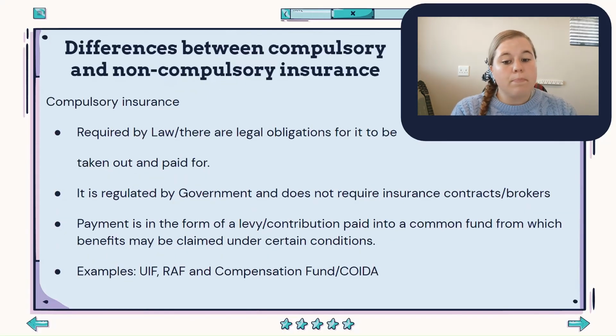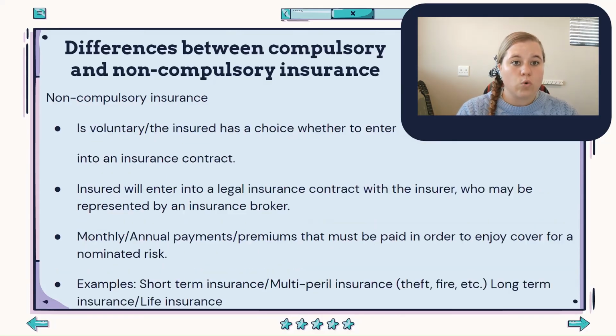Differences between compulsory and non-compulsory insurance. I know we discussed this a bit later. This is just a bit of extra information. So, compulsory insurance is required by law. There are legal obligations for it to be taken out and paid for. It is regulated by the government and it does not require insurance contracts or brokers. Payments are in the form of a levy or contributions paid into a common fund for which benefits may be claimed under certain conditions. Examples are UIF, the Road Accident Fund, and COIDA.